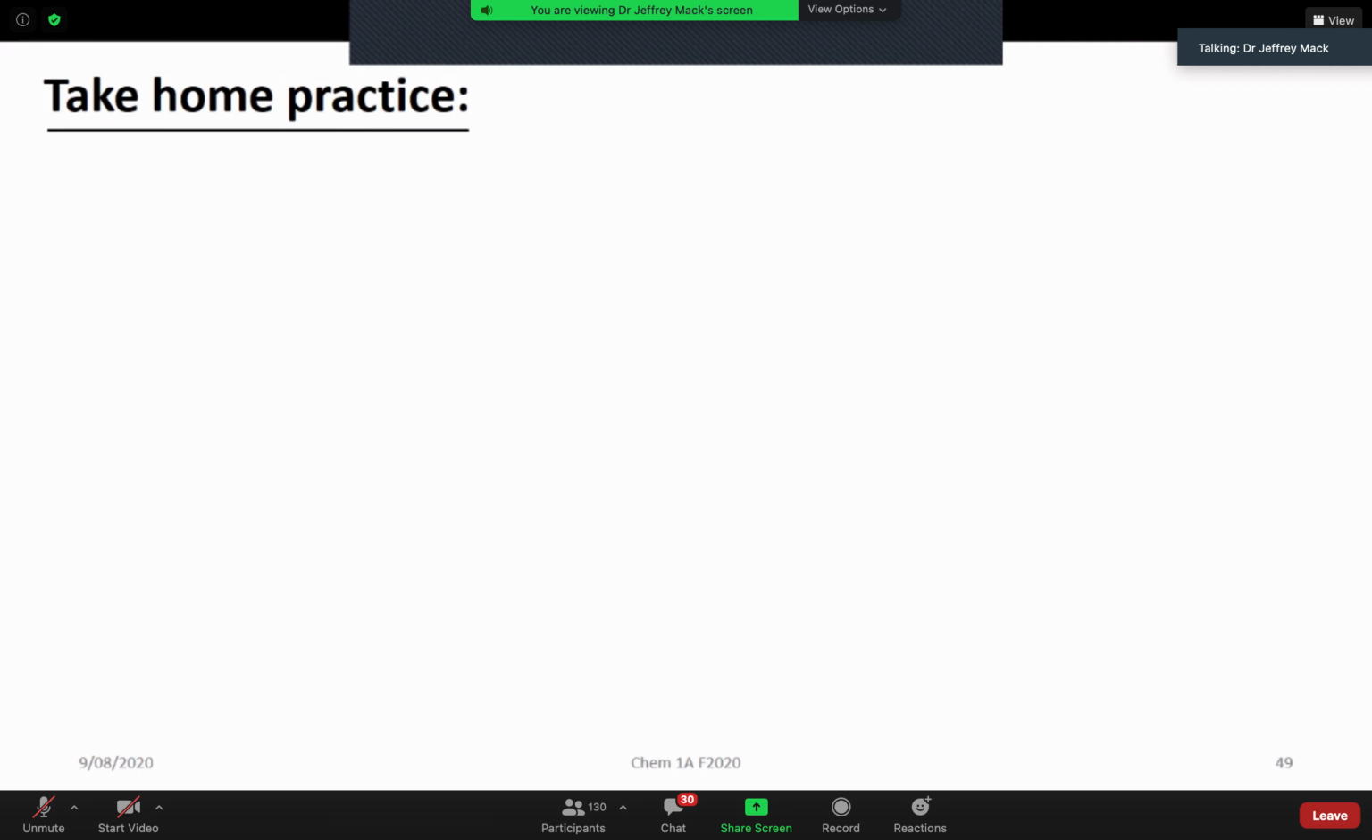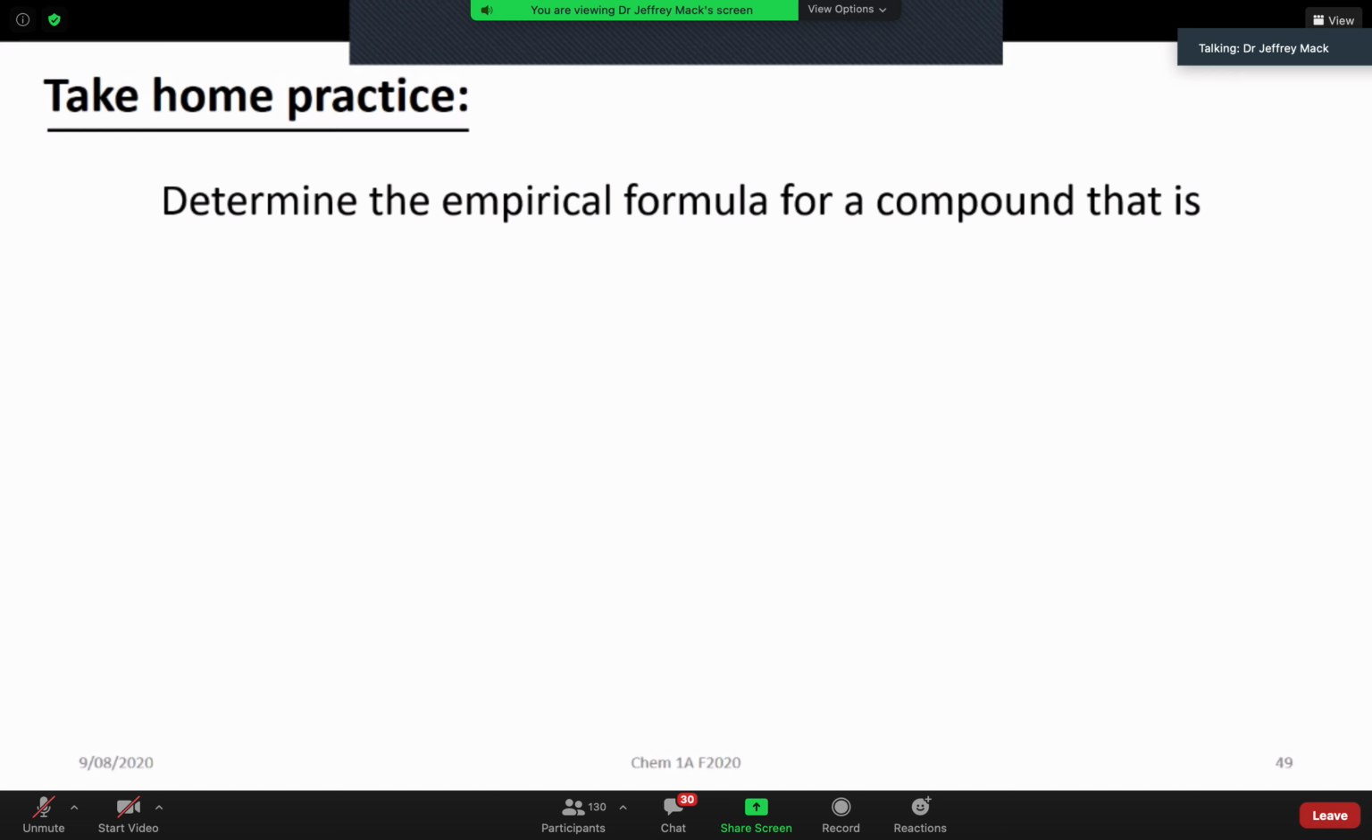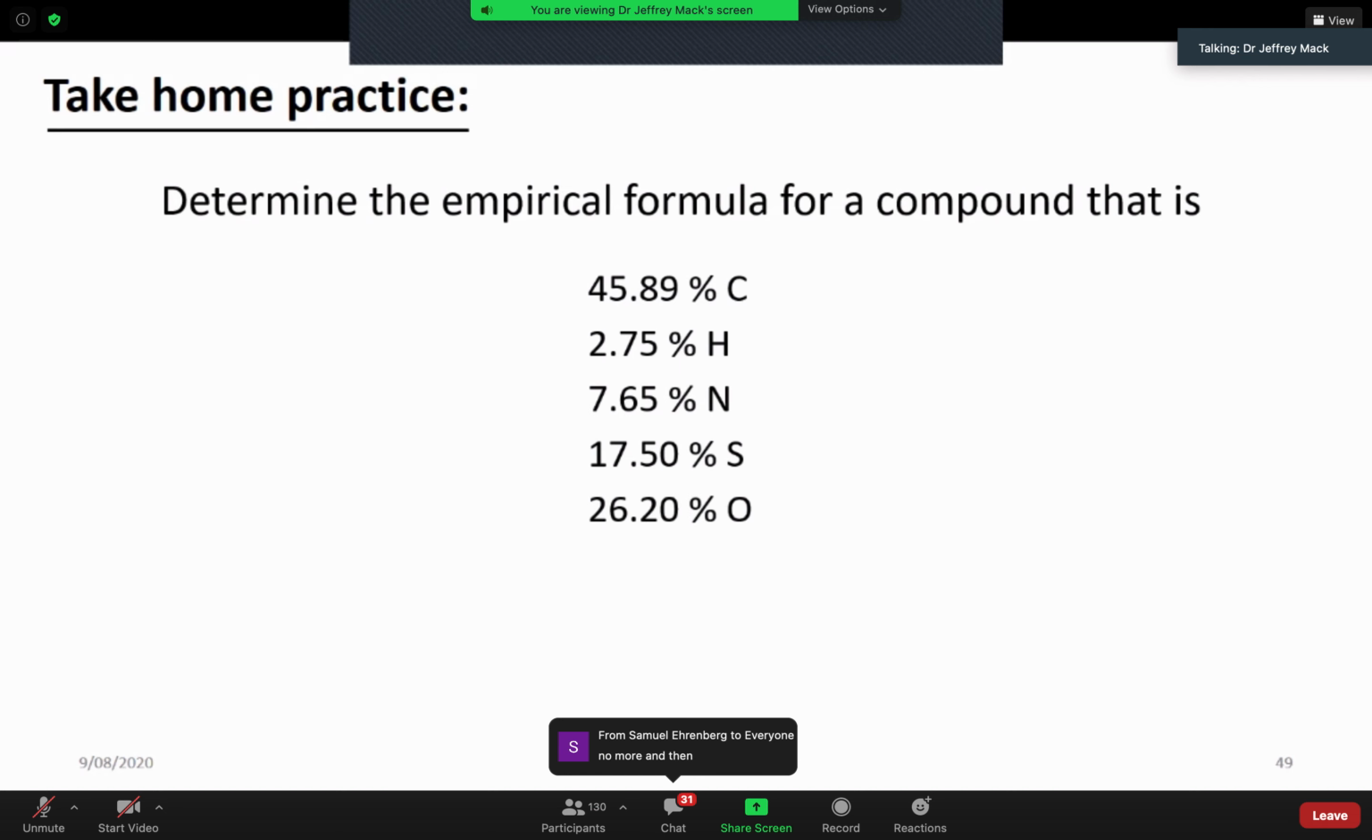All right, I got you a take-home practice 1. Okay, so we'll finish up on this one note. I want you to determine the empirical formula of a compound as follows. 45.89% carbon. All right, so that's the amount of carbon. And then there's 2.75% hydrogen. And then there's 7.65% nitrogen. And then there's 17.50% sulfur. And then there's 26.20% oxygen.